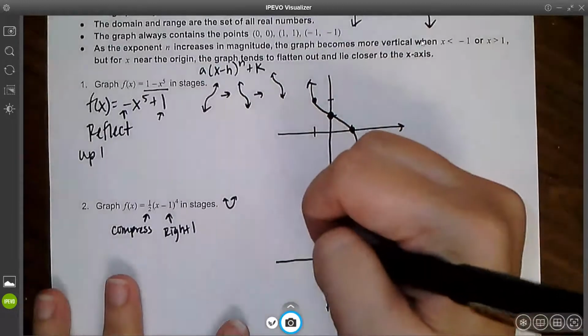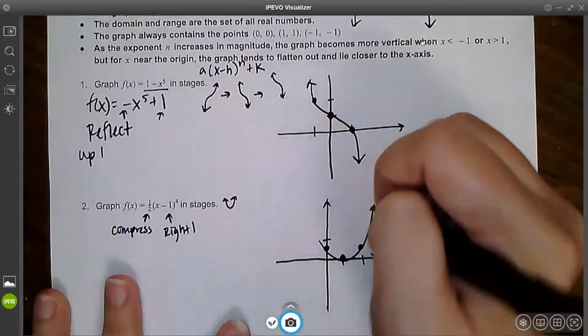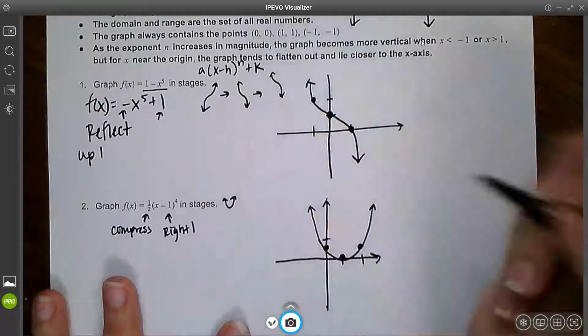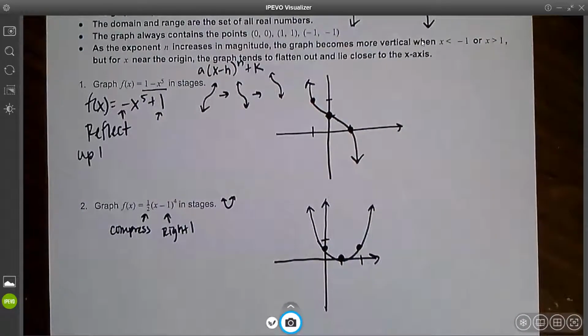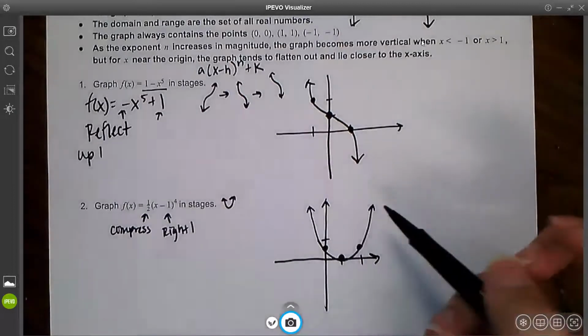You can also get these points on your calculator. The next points that you would come to, if you take 2 to the 4th power, that's 16, and we're taking half of that, so that would be 8. So we have 8 as our next point.